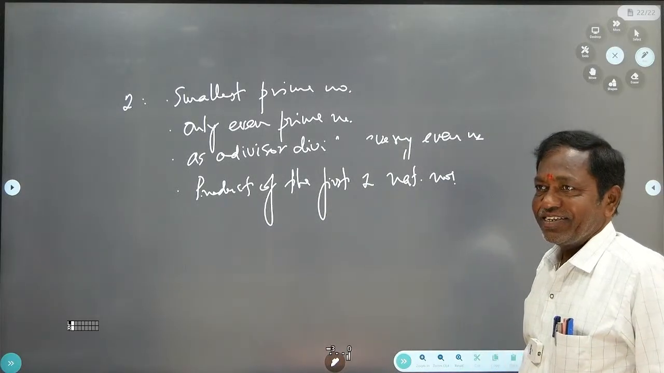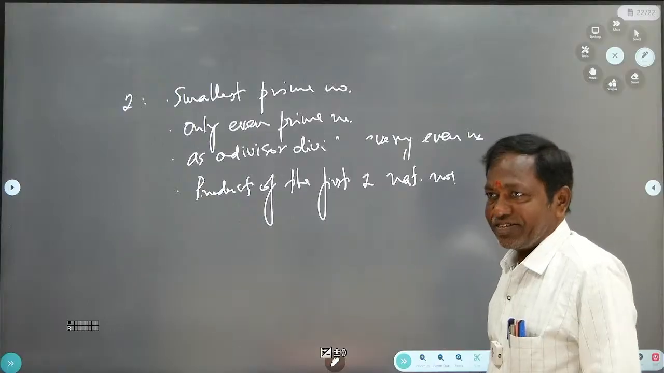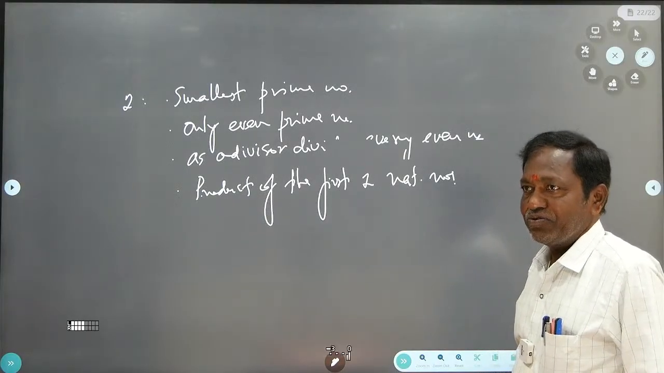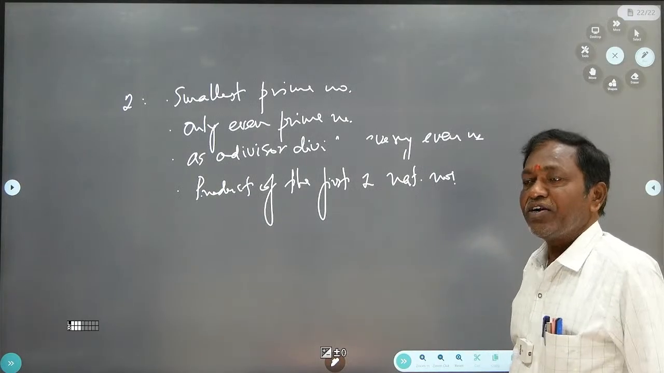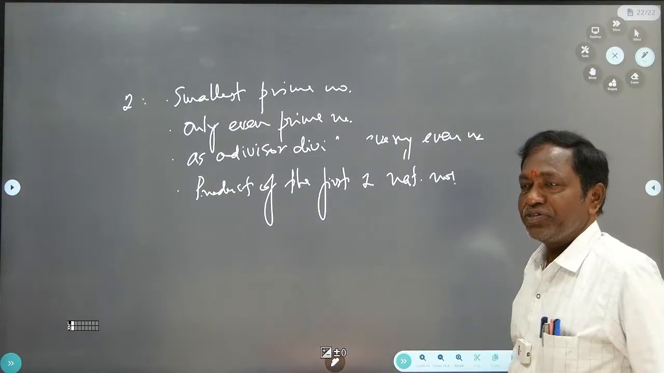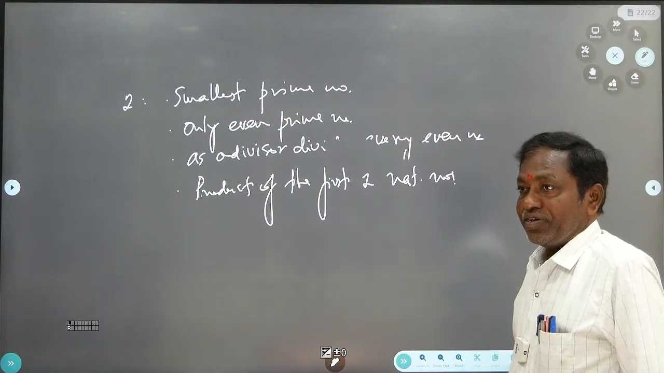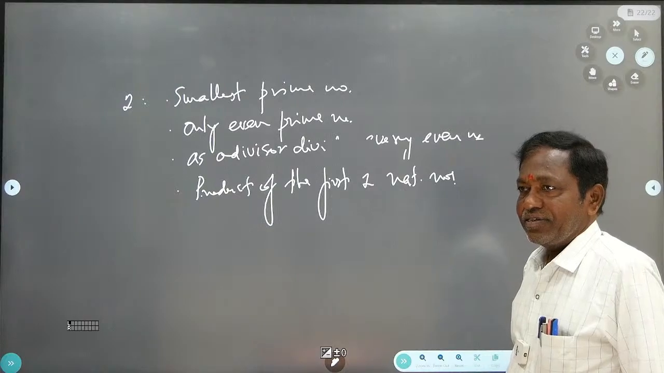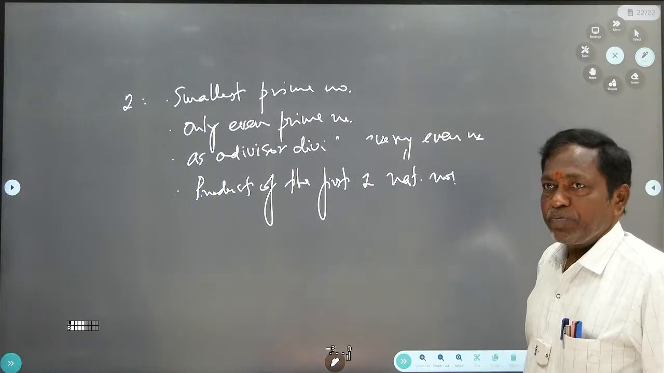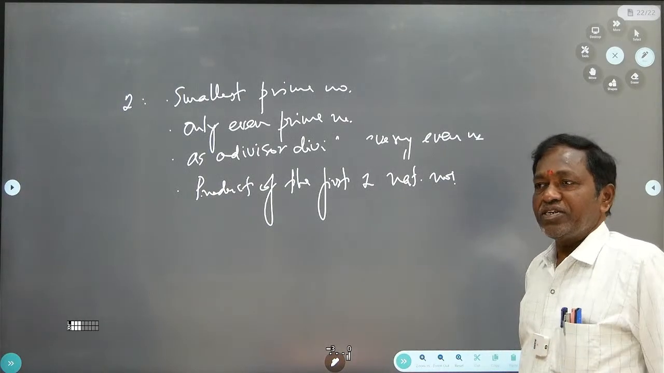In natural numbers, where do you start writing? 1, 2, 3. First two, 1 and 2. Product 1 into 2 is 2. Like that. 2 itself is a product of the first two natural numbers.